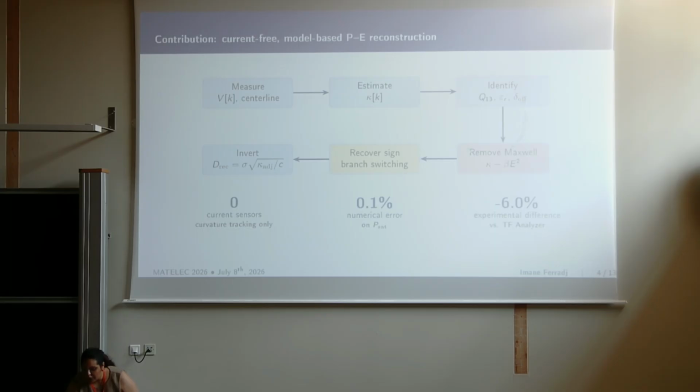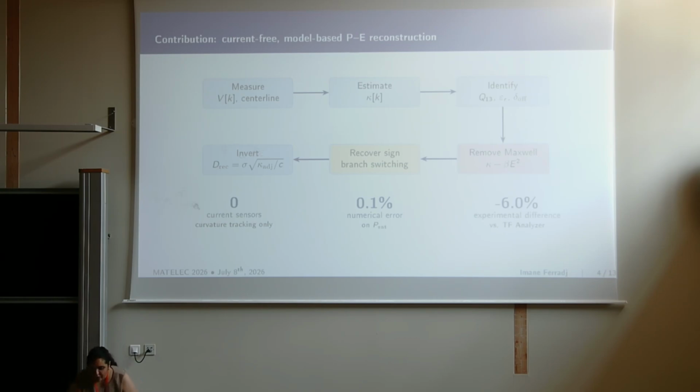After that, we remove the Maxwell effect, because what relates the curvature to polarization is electrostriction that is quadratic to the hysteresis, the polarization. And the next step is to recover the sign, distinguishing the ascending and descending branches of the loop. And finally, the inversion via a simple parabolic formula.